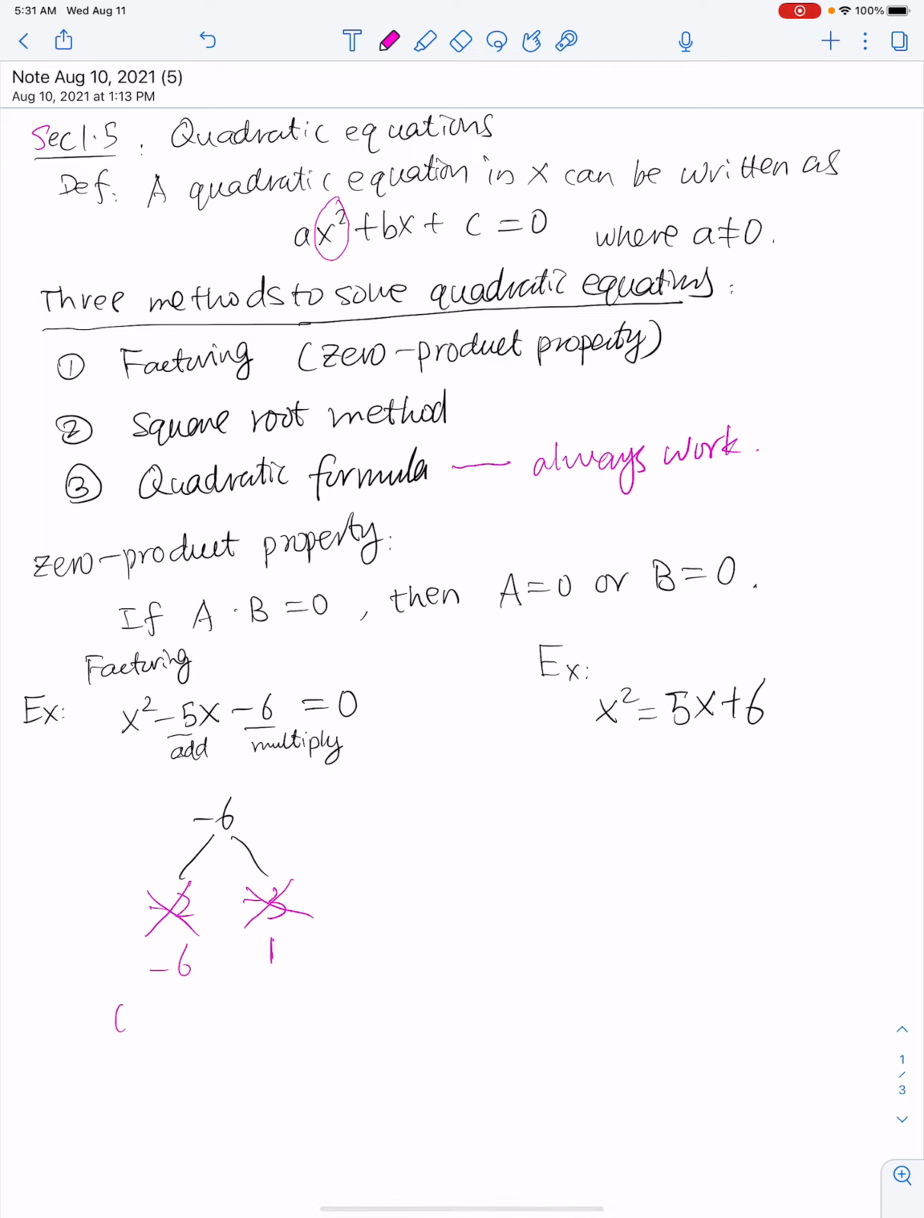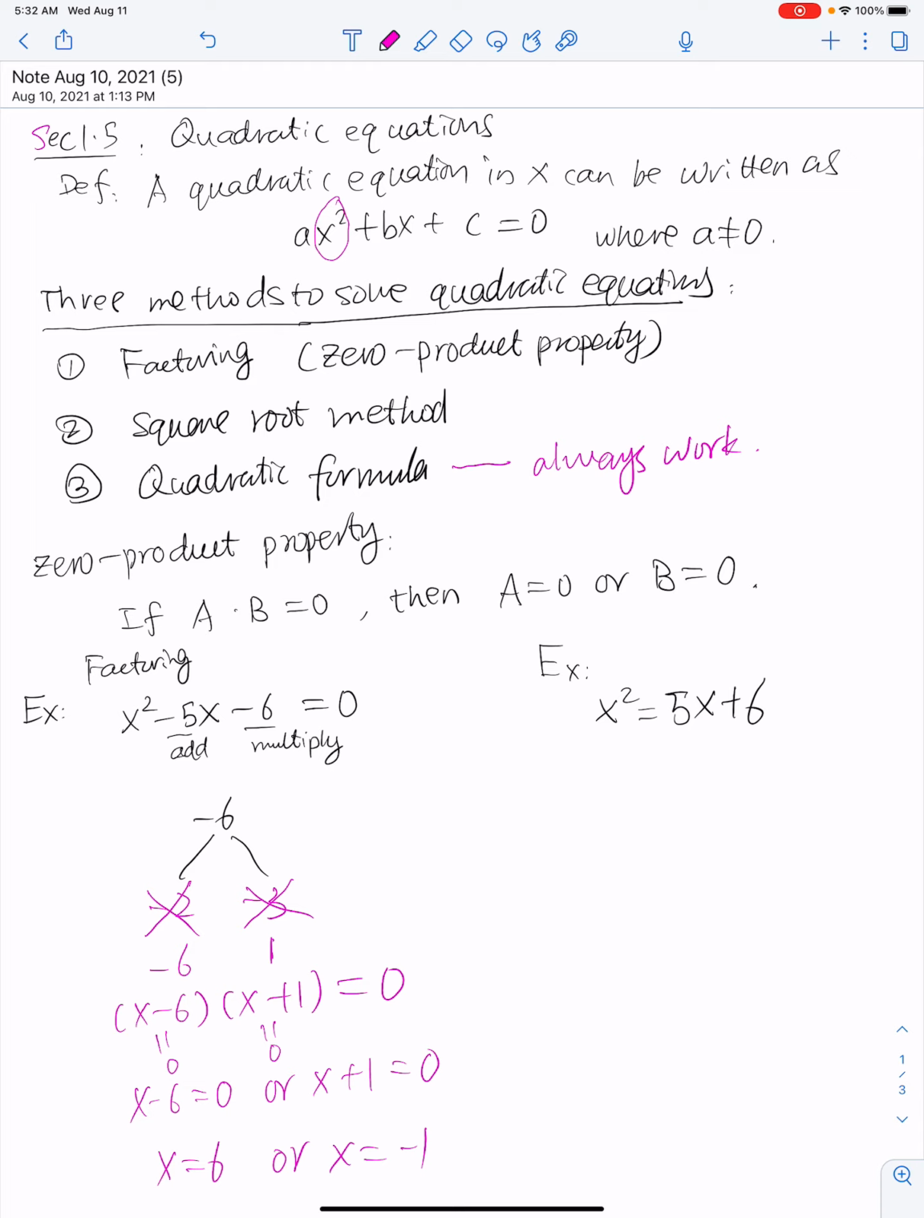Be careful here. This is one of the most common errors. So we have x minus 6 times x plus 1 equal to 0. Now we can use the zero product property. One term times another term equal to 0, then each part will be equal to 0. So x minus 6 equals 0, or x plus 1 equals 0. So what do we have? x equals 6 or x equals negative 1.